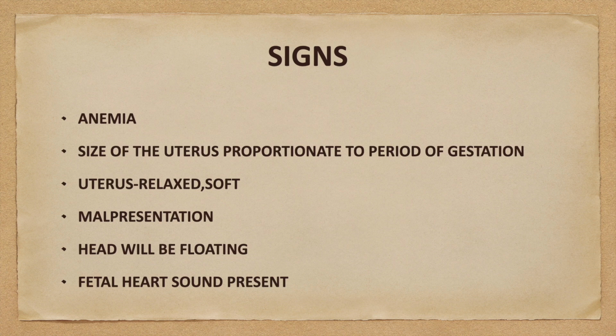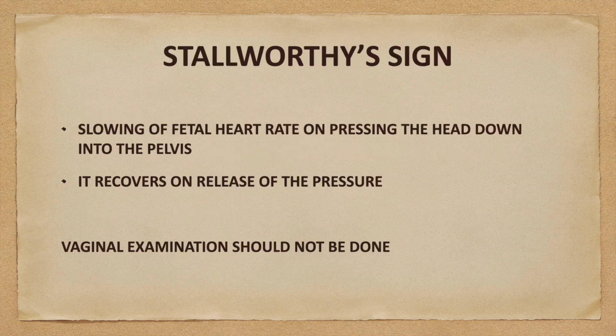Signs: on clinical examination by the doctor, there will be features of anemia. The size of the uterus is proportionate to the period of gestation. The uterus will be soft and relaxed. Malpresentation is common. Fetal head will be floating. Fetal heart sound is usually present.